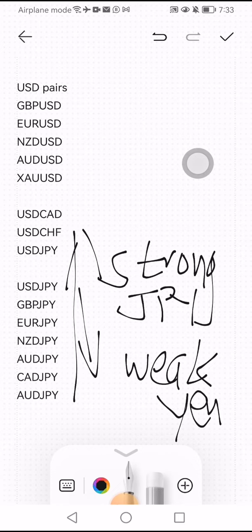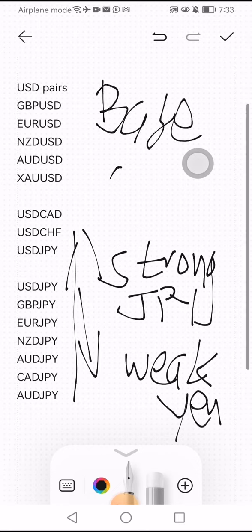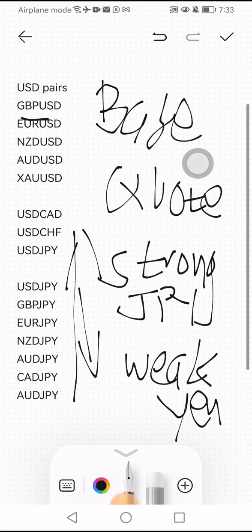So all JPY pairs have what? They have a positive correlation, unless the JPY is a base. But here you can see of all the major currencies, the big 8, the JPY is a quote. So we have a base and a quote. If you look here, the GBP is a base, the USD is a quote.